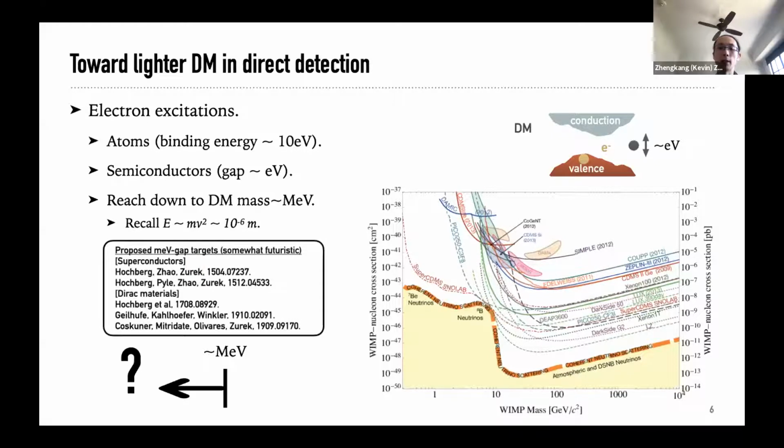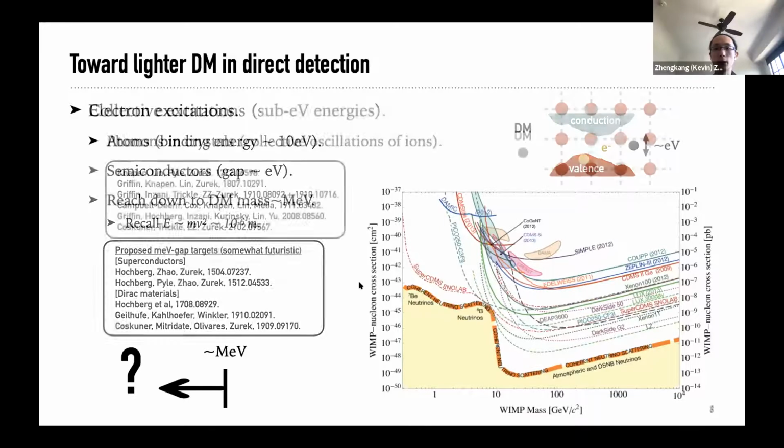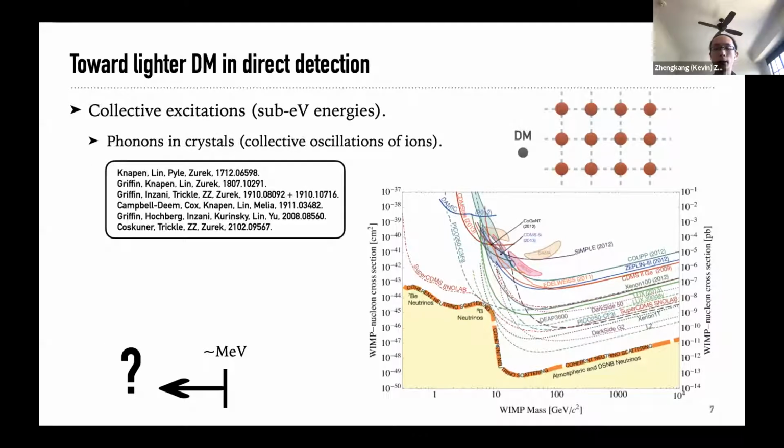Well, unless we look at very small gap materials that people have looked into, like superconductors and Dirac materials. These are very small gap materials where the band gap is of order millielectron volts. But these are somewhat futuristic in terms of experimental realization. So we would like to think about something that can be done in a more near term. So that's what motivated us to look into collective excitations.